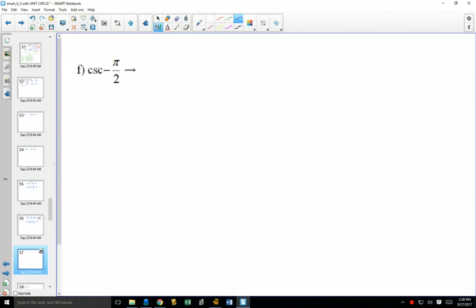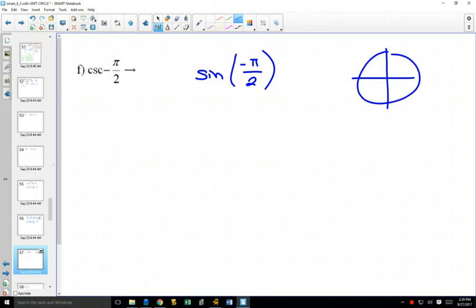And our last one, cosecant of negative pi over 2. So we've got cosecant. So we're going to think about sine of negative pi over 2. And this is part of which family? Our axes family. So if we're thinking about our unit circle and negative pi over 2 being that point right there, it's not really in quadrant 3 or quadrant 4, it's like in between quadrant 3 and quadrant 4.